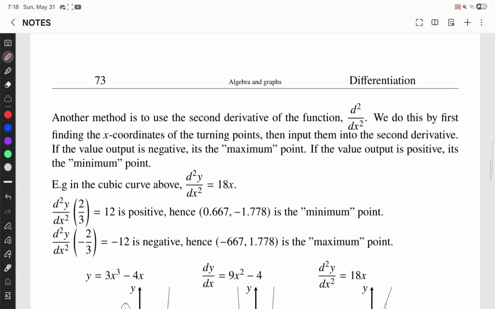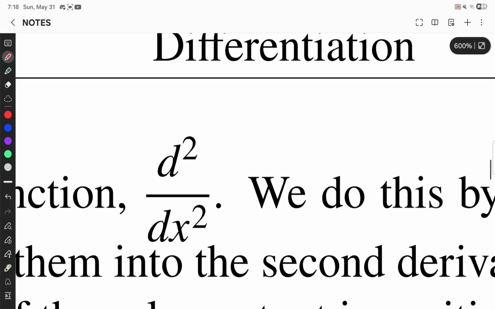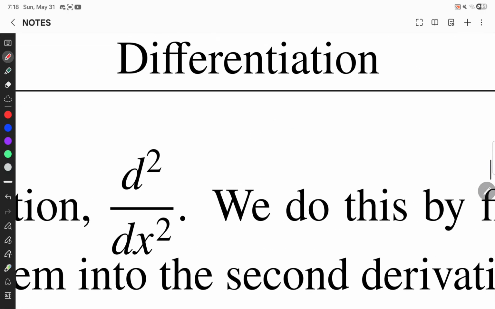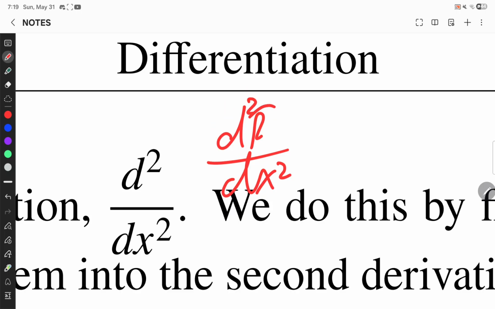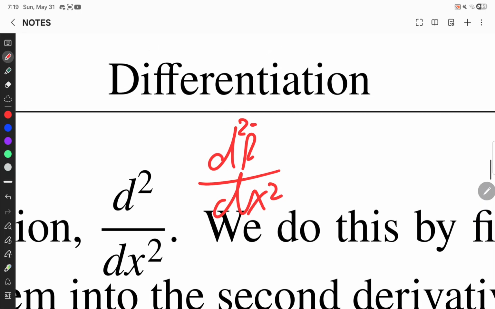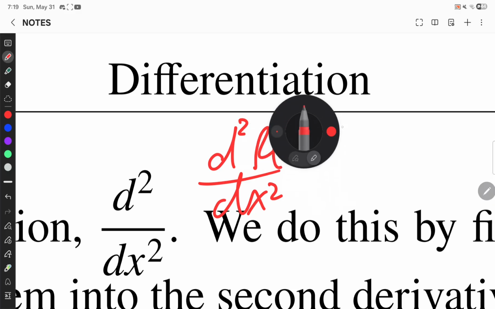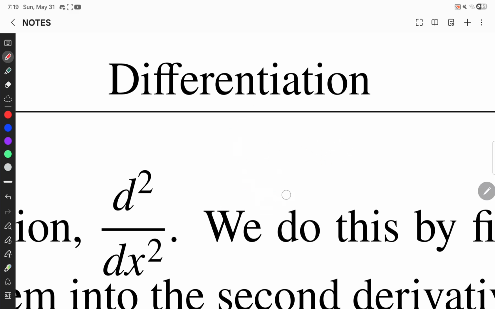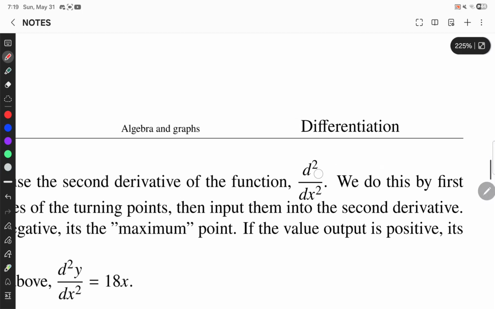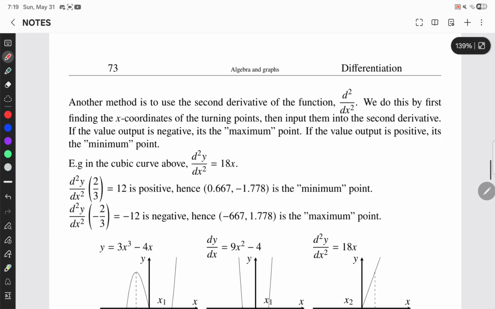Another method is to use the second derivative of the function, d squared y over dx squared. When we do the second derivative, you might think it is only this d squared. It's not f, because f is once. It is not f squared, which would be double f of f. I don't want you to talk about notation. It is a normal thing in notation. The second derivative is denoted by that notation, d squared y over dx squared.